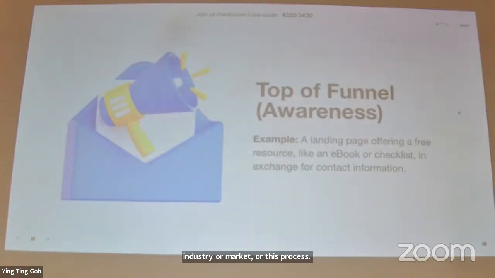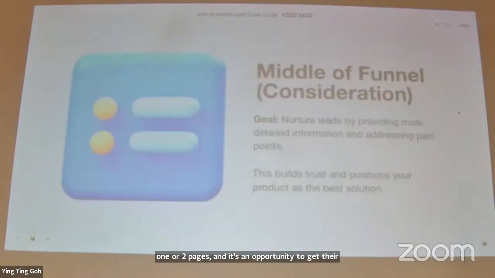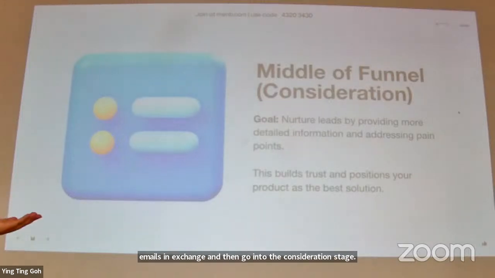So keep it very simple. Doesn't have to be overcomplicated. I think they will love it even if it's just 1 or 2 pages. And it's an opportunity to get their emails in exchange and then go into the consideration stage. For the same example, you don't need to build a landing page because you already have their email. So you should be using other strategies to nurture them when you already have their email.